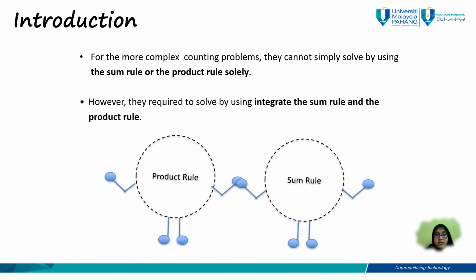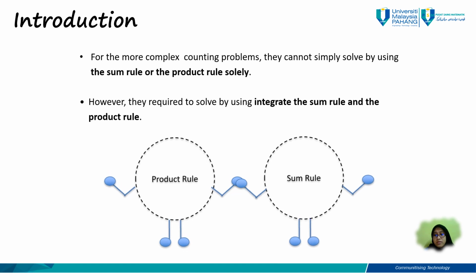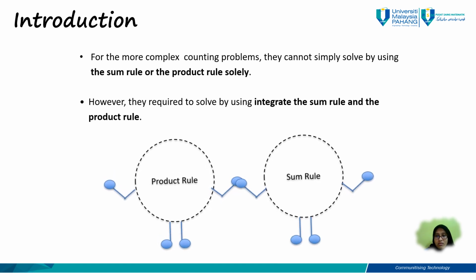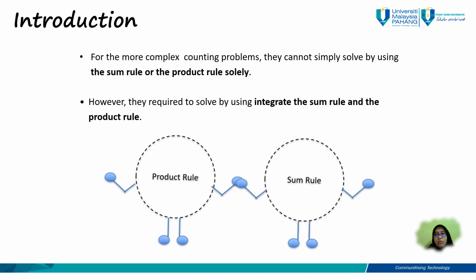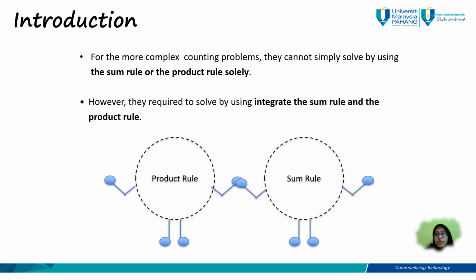Okay, let's start with the introduction first. In real life, some problems are very complex to count, where they cannot be simply solved by using the sum rule only or the product rule only. So to solve complex counting problems, we are required to combine the sum rule and the product rule.